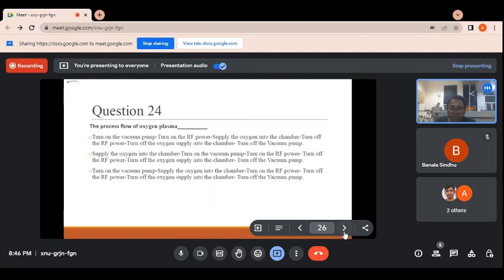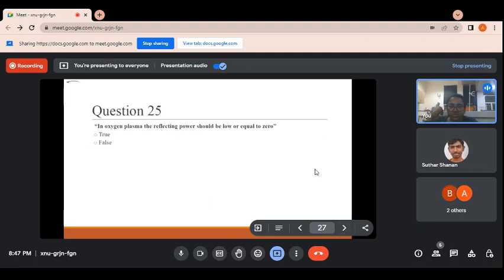After the oxygen plasma process, we have to turn off the RF power. Then we turn off the oxygen supply into the chamber. Then after this we have to turn off the vacuum pump. So the third option is the right answer.